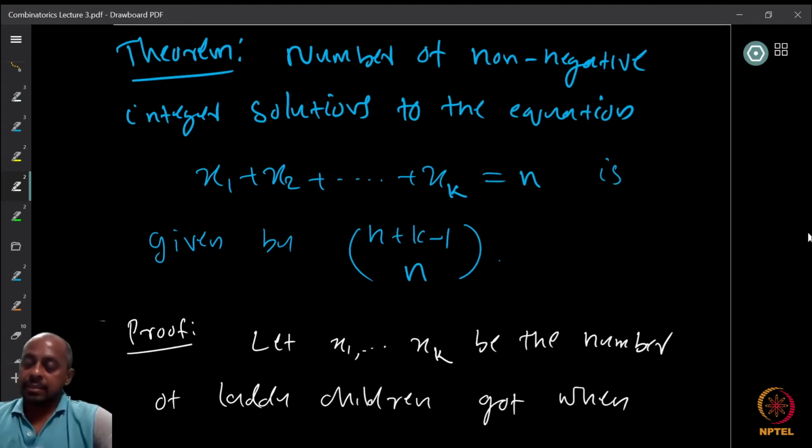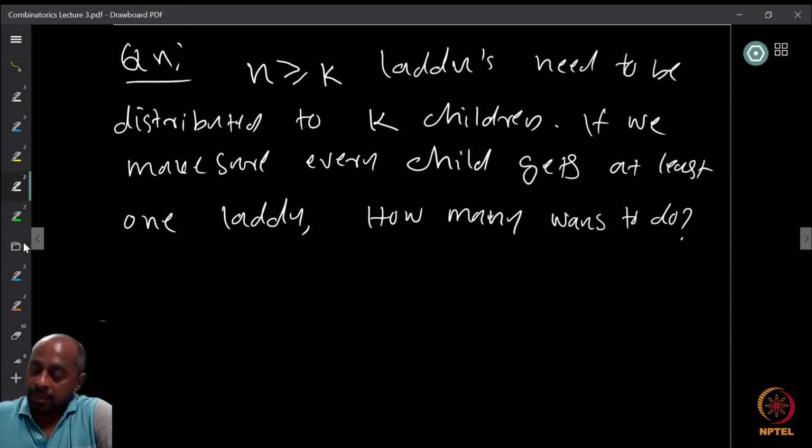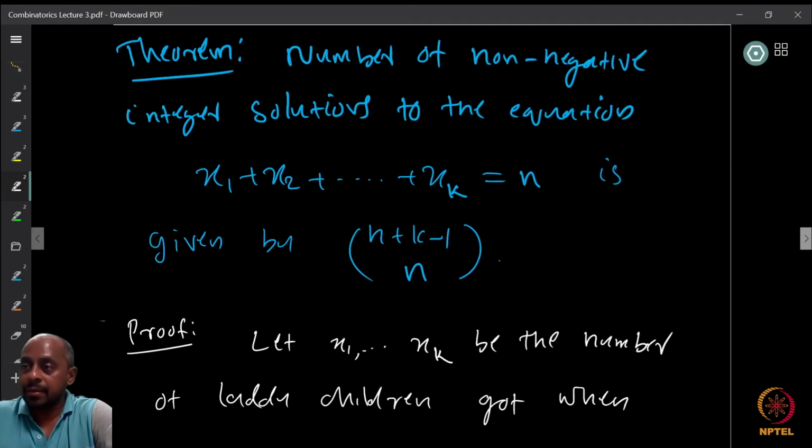So here is a theorem which says that the number of non-negative integer solutions to the equation x1 plus x2 plus etc plus xk is equal to n is given by n plus k minus 1 choose n. Okay. Now, how do we prove this, right? Since we already solved a question of composition using sweets, why don't we try the same thing? Maybe we can still work with sweets.